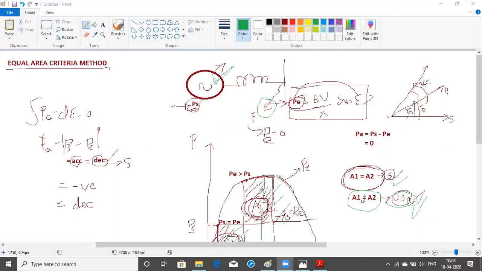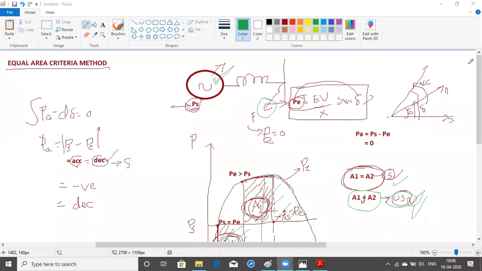If you have any doubt, ask me. I will clear your doubt here itself. So in today's session, we have discussed the equal area criteria method, and we have two methods to determine the transient stability. One is a graphical method and another one is a numerical method. The graphical method is the equal area criteria method, which is nothing but the area under the curve of accelerating power, and the other method is the point by point method.